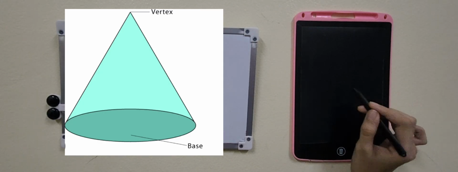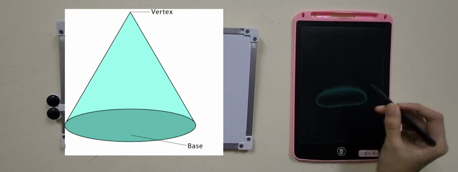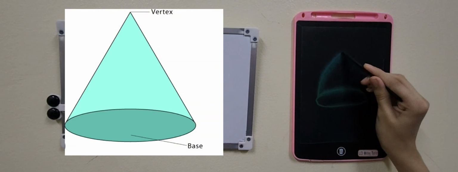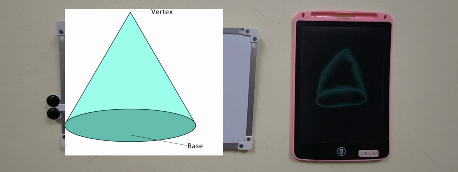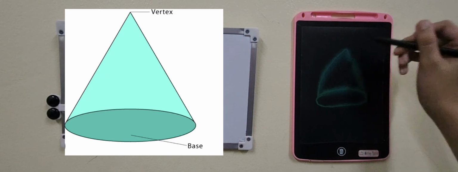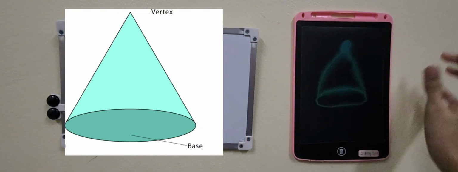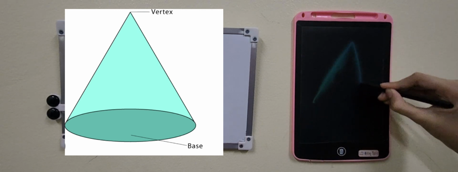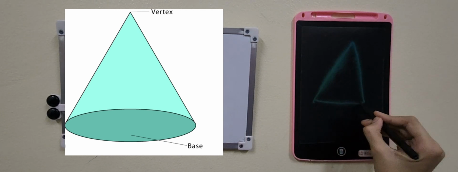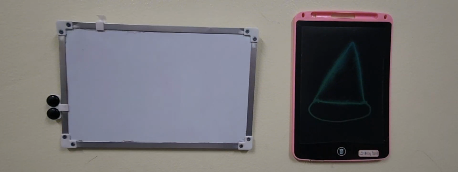Let me try to make a cone for you. This is a cone, and we're going to be looking at its vertexes. There's only one vertex on the top of a cone, and there are no more vertexes because the bottom of a cone is not really straight. It has like a hole underneath it.